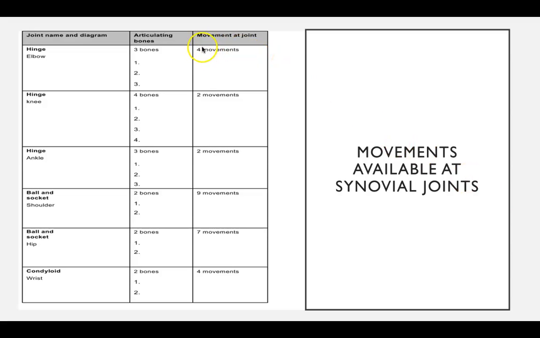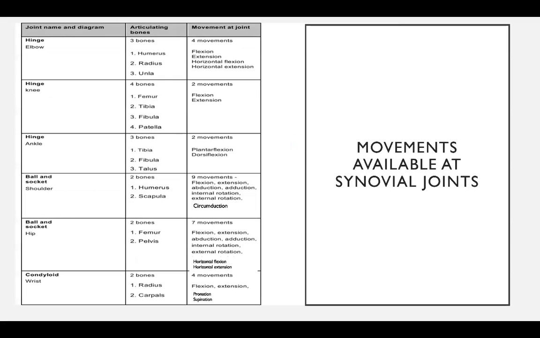Just put 2 movements here. This is a typo. Okay, just put 2 movements. So pause it, give it a go. Horizontal flexion, horizontal extension is a typo. Do not put them in for elbow. Why they're there, I don't know why I've done that. So, got your answers there.